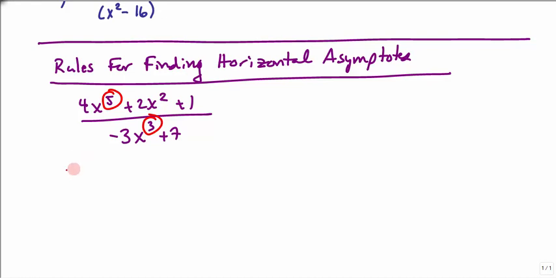Well, our first rule is this. If the degree in the numerator is greater than the degree in the denominator, like I have in this particular case, there is no horizontal asymptote.